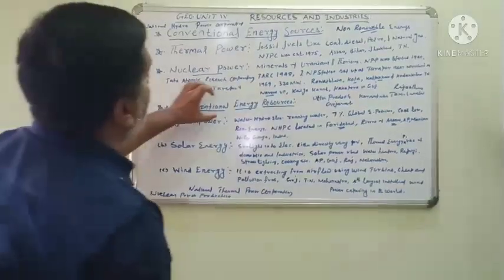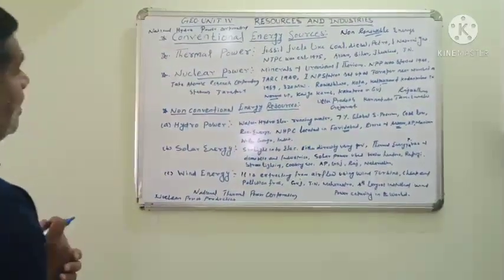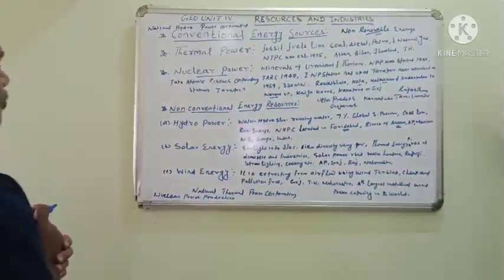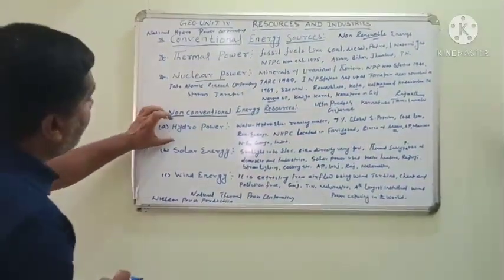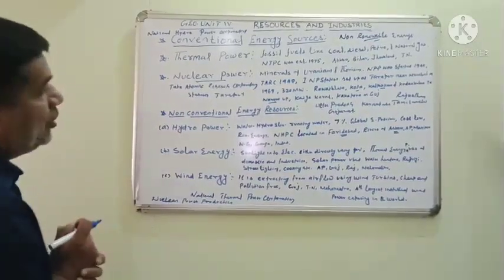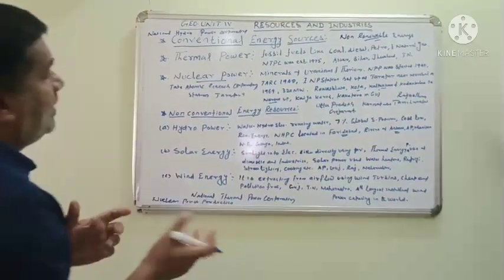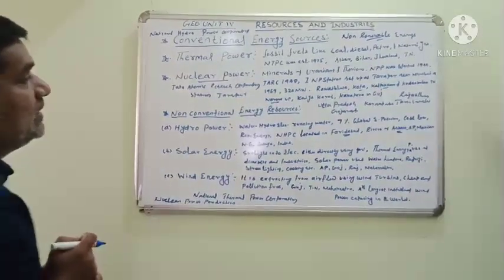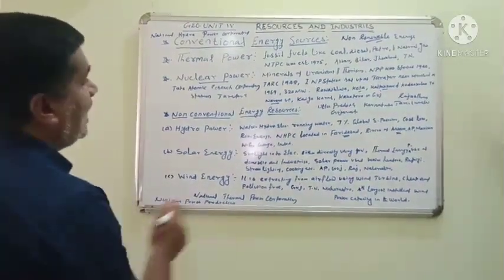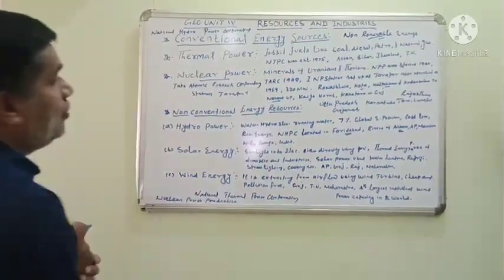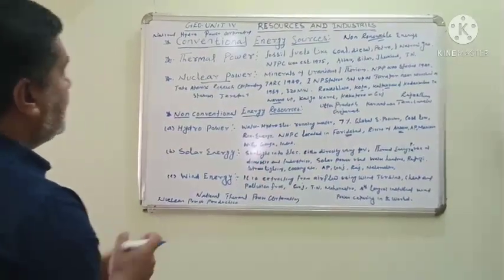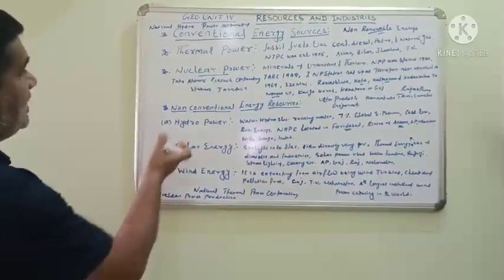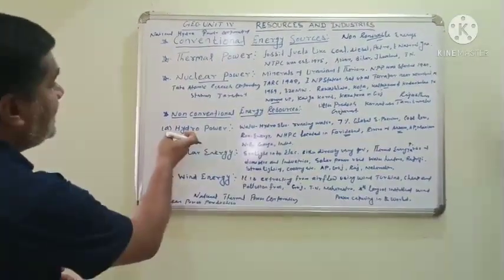Next, non-conventional energy resources, otherwise known as renewable energy resources. It contains hydropower, generated from water and converted into hydroelectricity. I told you the National Hydropower Corporation is located at Faridabad. It is generated from rivers and other waters. Hydro means water.